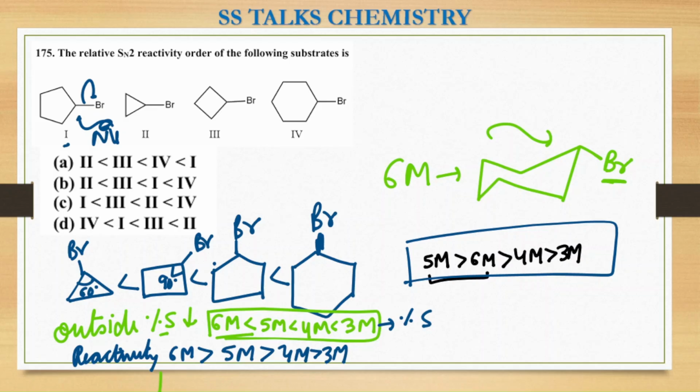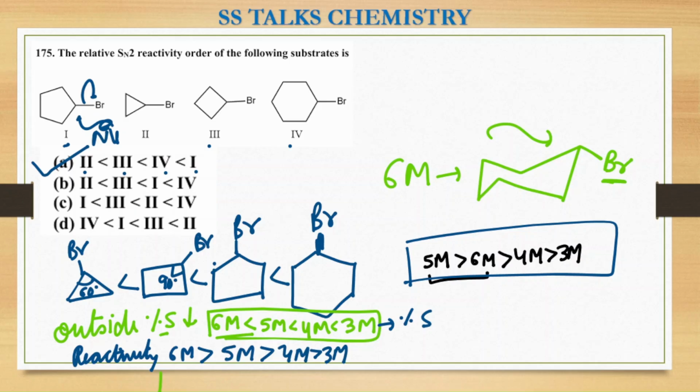That is the first one. It has the maximum, followed by the fourth one, that is the 6 member. Then the third one, that is the 4 member ring. And the least is the second one, that is the 3 member ring. So A is the correct answer for the given question. Okay. I hope this one is clear to you. The reasoning for this is also clear. Now let us move on to the next one.